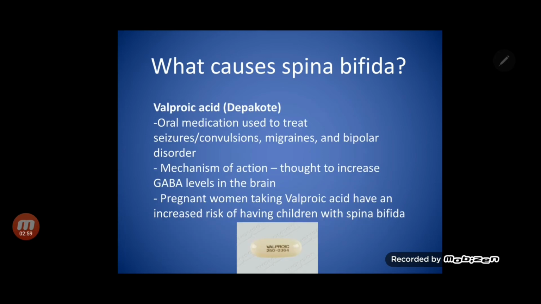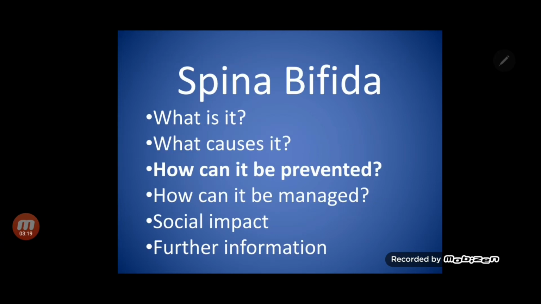Valproic acid, Depakine, which is an oral medication used to treat seizures or convulsions and sometimes migraine and bipolar disorders, may play a role. The mechanism of action is thought to increase the GABA levels within the brain. Pregnant women taking valproic acid have an increased risk of having children with spina bifida.